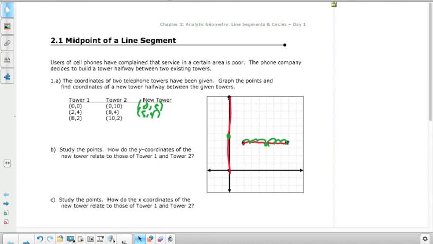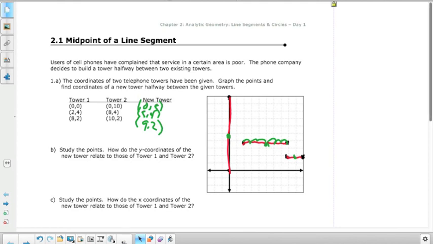And then the last example here, we have 8, 2, which is over here, and 10, 2. So where's the midpoint of that segment? That one's really easy to see. What's the coordinate of that point? 9 and 2. Okay.